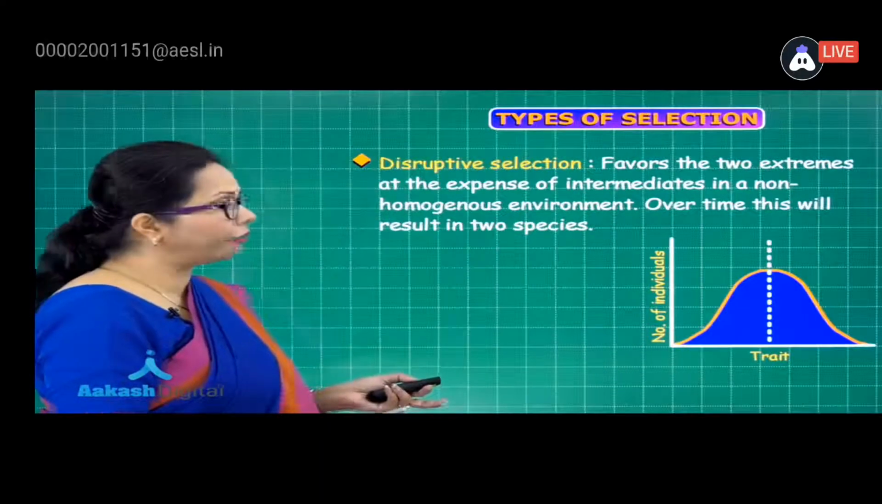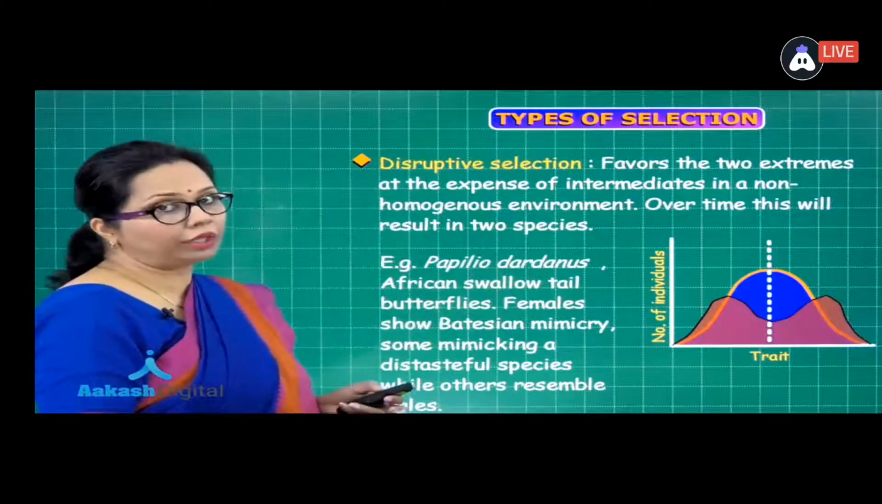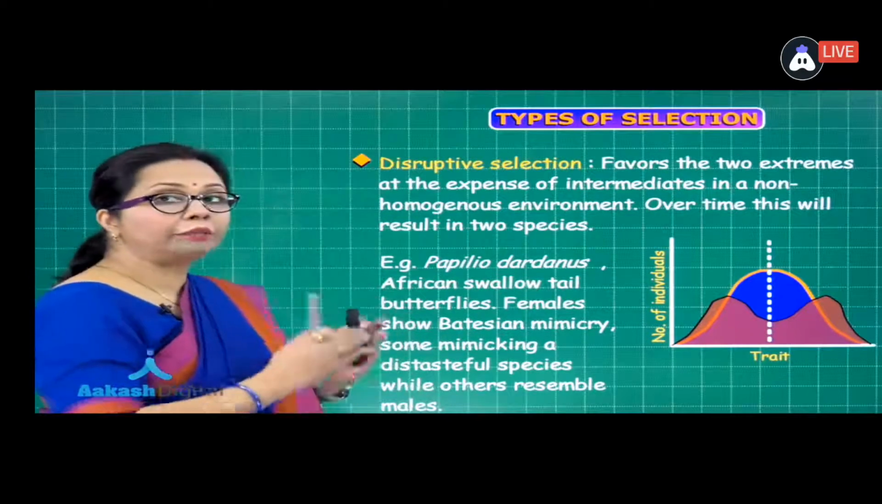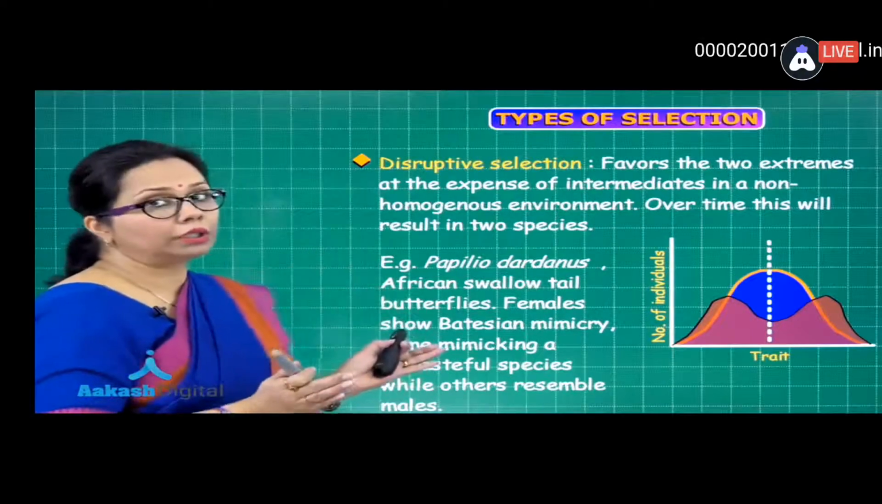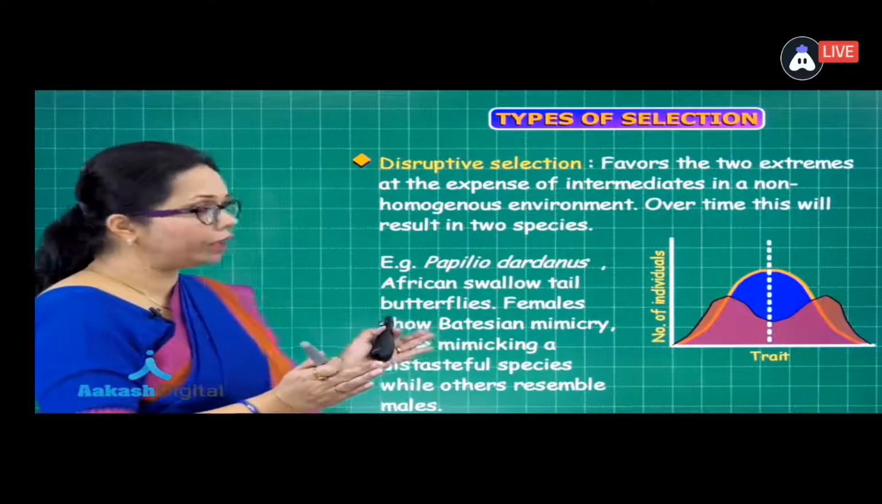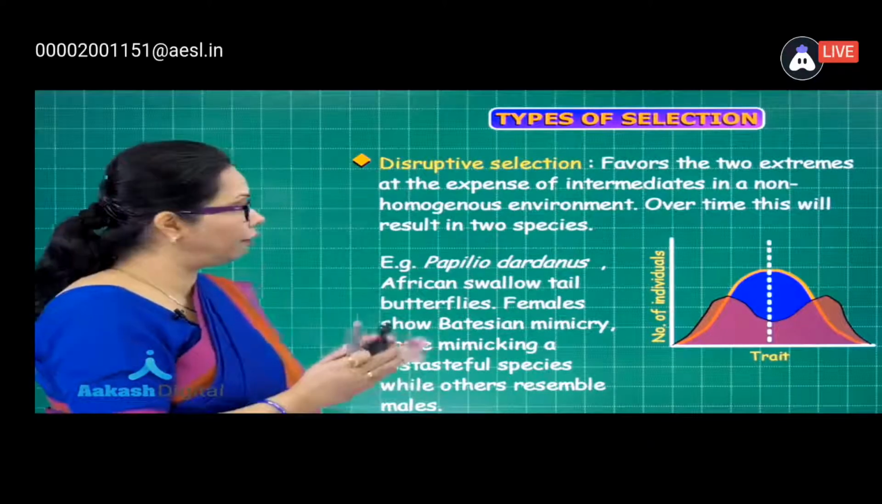So over a period of time, it will be like this. There will be two peaks. That means the population will acquire values on both sides of the frequency polygon, and those are the peripheral values.